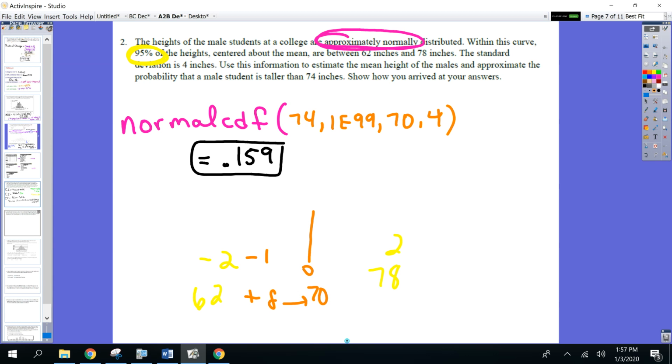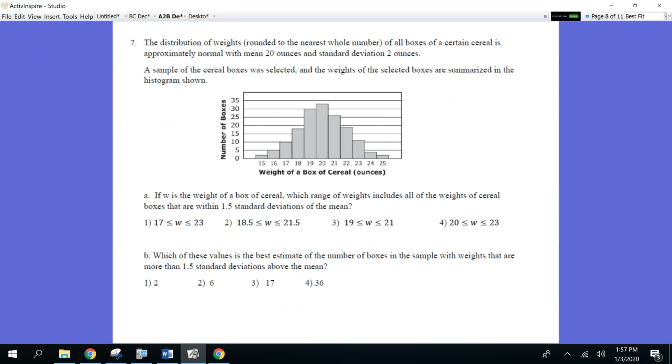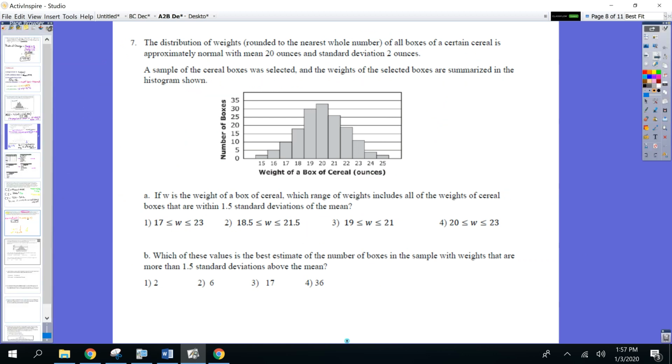We all good? Why is this one tough? You knew where to go in the calculator and you're typing in, you're going nuts. Missing the meat. Okay? Good talk. Here we go. Box of cereal. Here we go. 7.